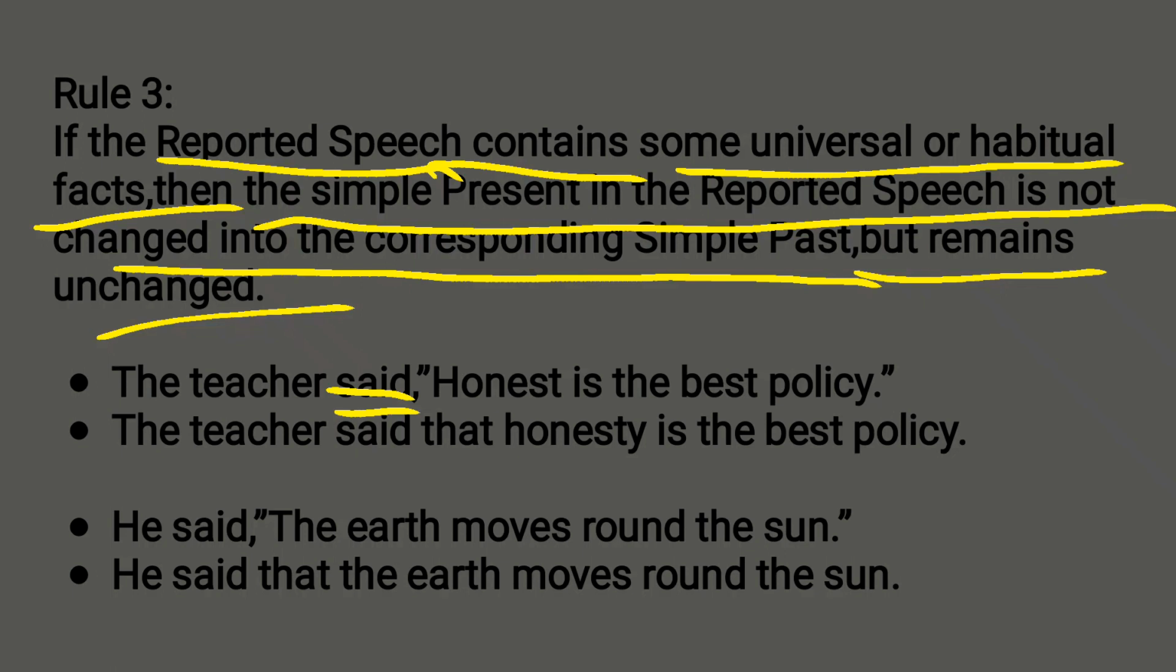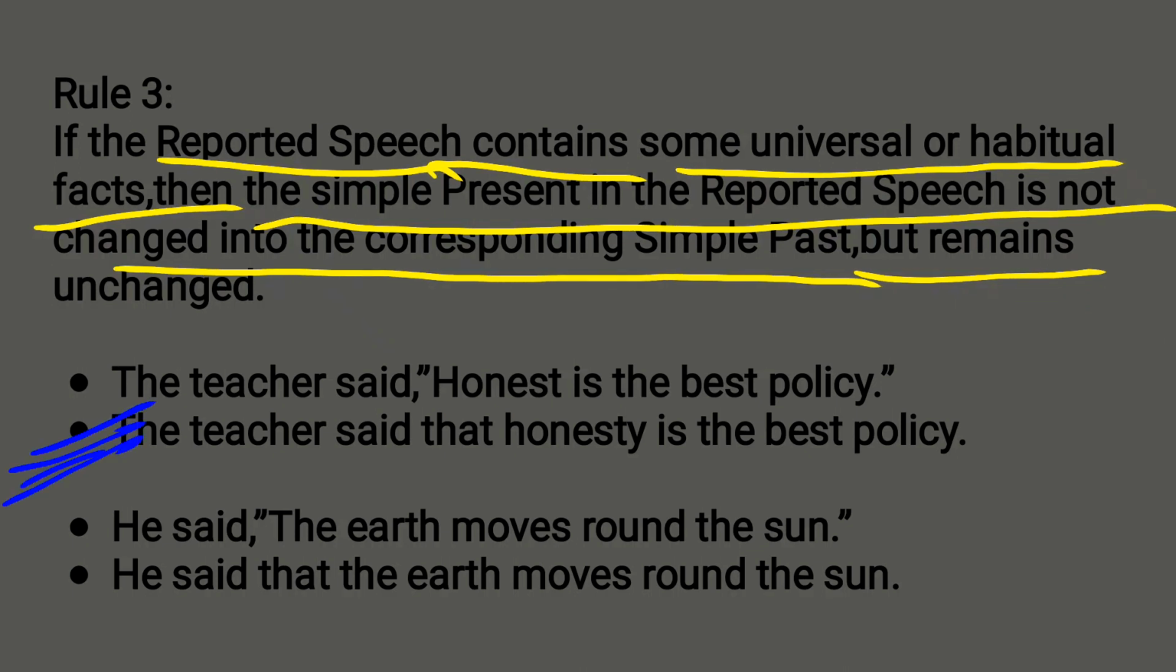So now, when the sentence reporting verb is in past tense, but the reported speech is a universal truth or a habitual fact, then in that case what you need to remember is that there is no change in the verb while converting that sentence into indirect speech. Okay, just see here.